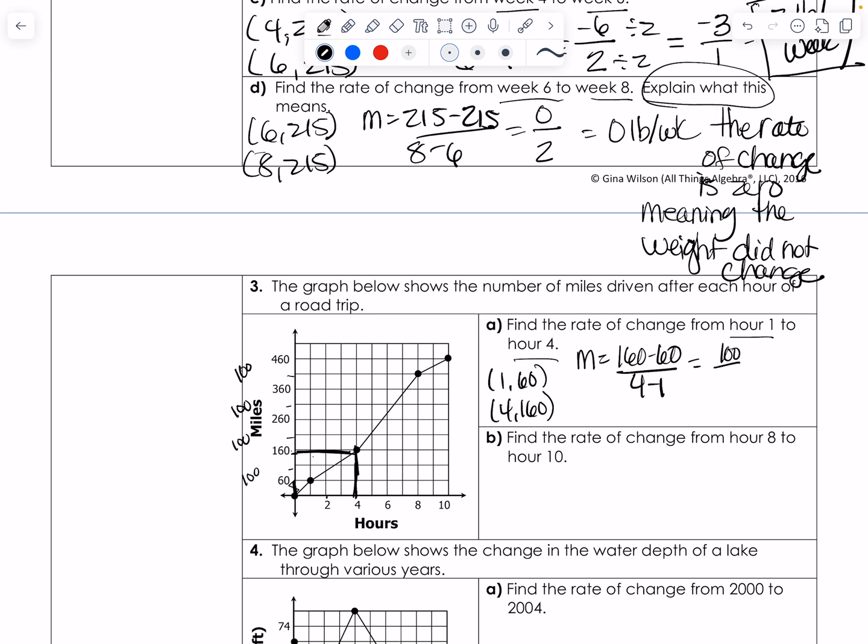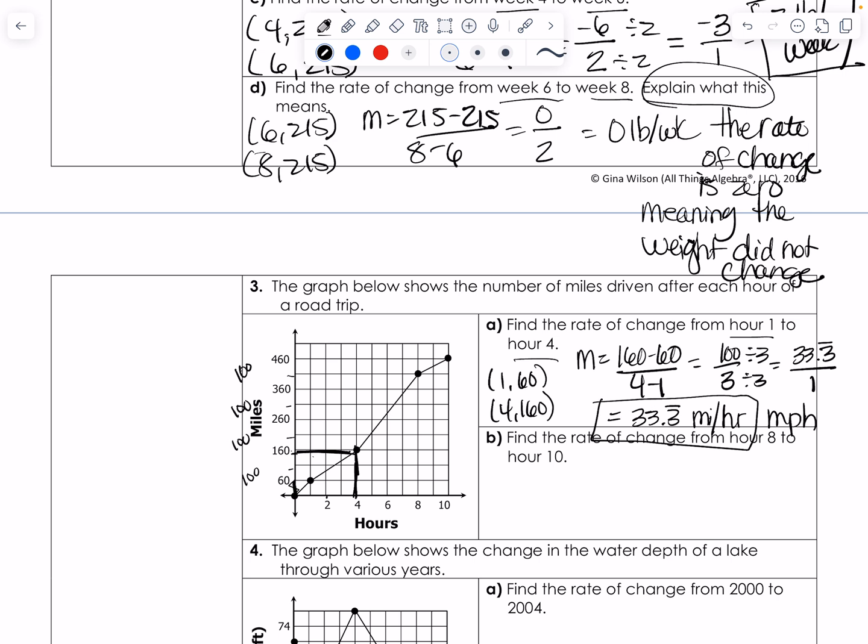which gives me 100 over 3, divide by 3, which equals 33.3 repeating over 1. So my answer is equal to 33.3 repeating miles per hour, or you can put miles per hour.